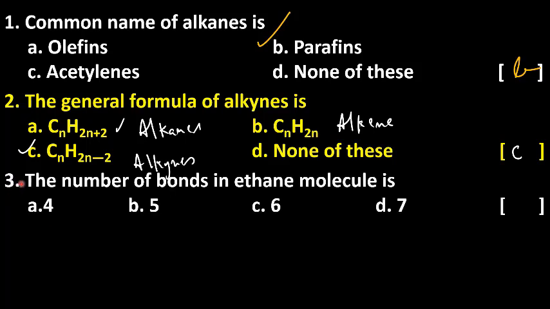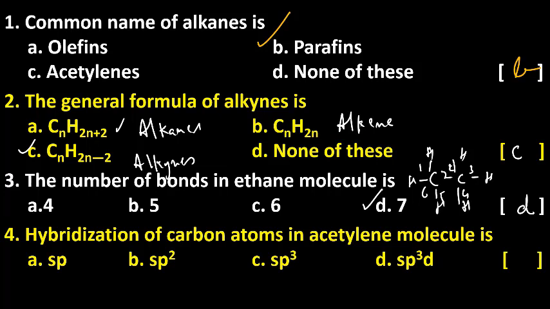The next question is, the number of bonds present in ethane molecule is. First of all, let us write the ethane molecule. This is C-C. Here is 1, here is 1, and here is 1. This is 1, here is 1, and here is 1. Totally 6 hydrogen atoms. So the number of bonds are, this is 1, 2, 3, 4, 5, and this is 6, and this is 7. So the correct option here is D, that is 7. So option D.